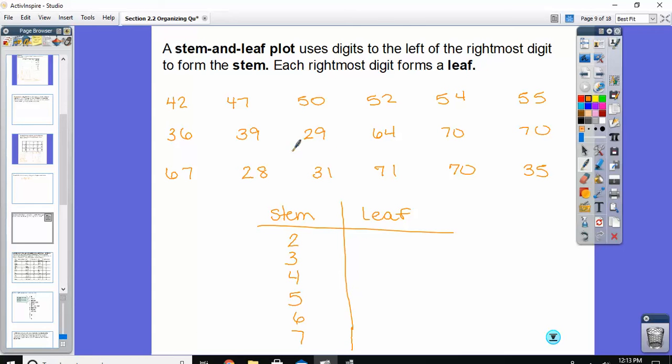So my 2s, we had a 29 and a 28. So I'm going to put my 8 and my 9. 3s, we had 31, 35, 36, and 39. So 1, 5, 6, and 9. My 4s, we had 42 and 47. So in order, 2 and 7.